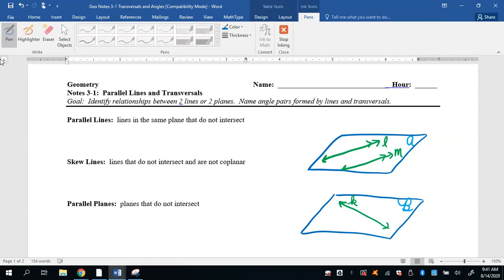Hello, this is Geometry, Notes 3-1, Parallel Lines and Transversals with Mrs. Mosslick. Let's start with parallel lines.